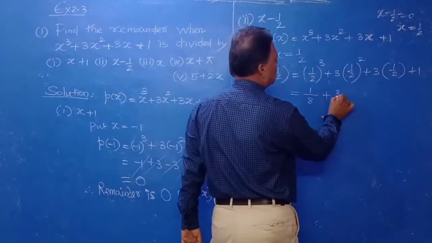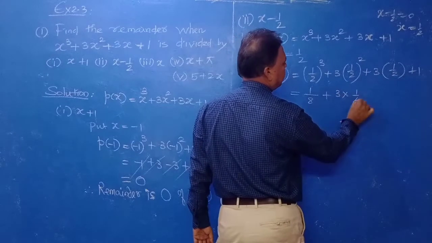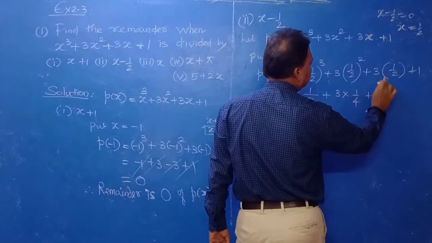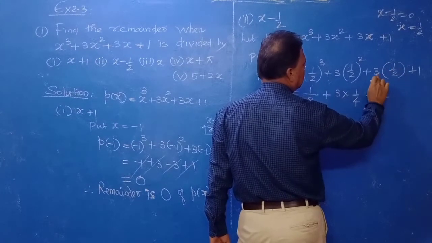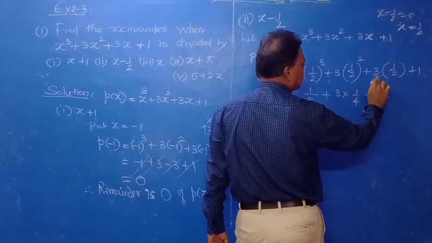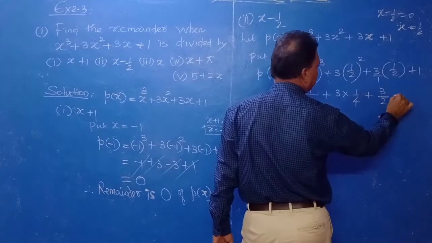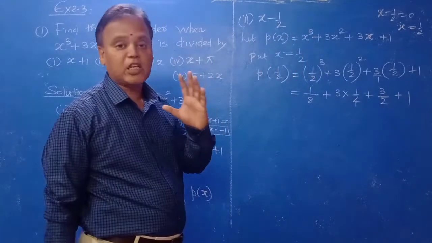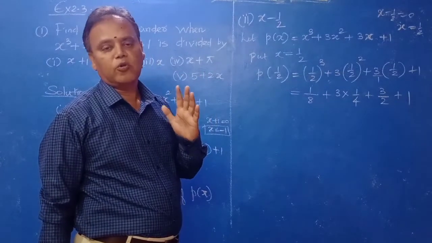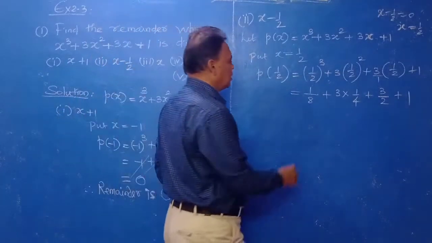Here 3 into 1 by 4 plus 3 into 1 by 2 is 3 by 2. 3 into 1 is 3. Here by 1 is there. 1 into 2, 2. Plus 1. So the simplification part is very important. Clear? If you don't know it, learn it.